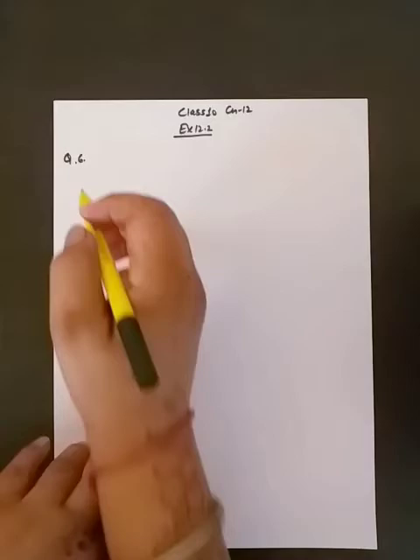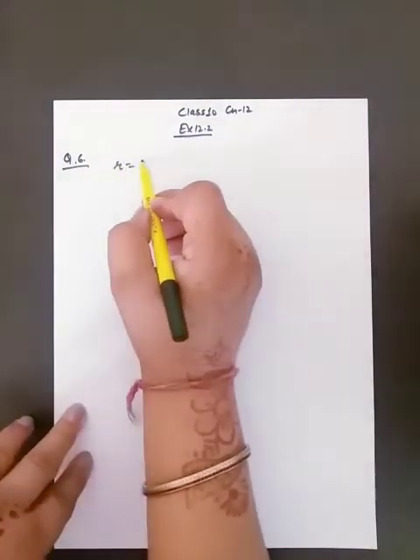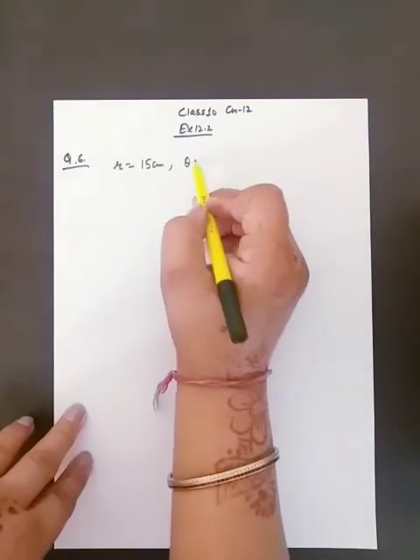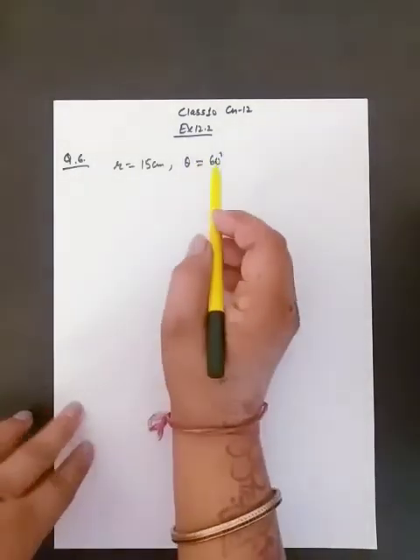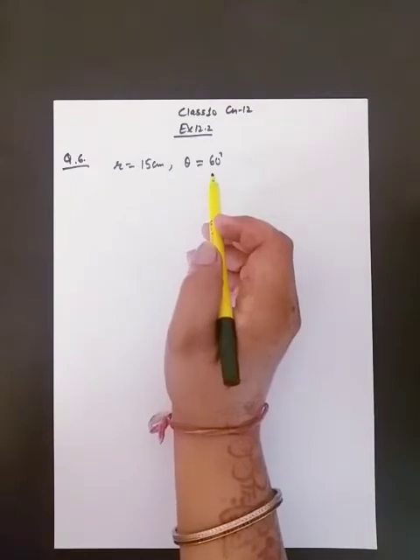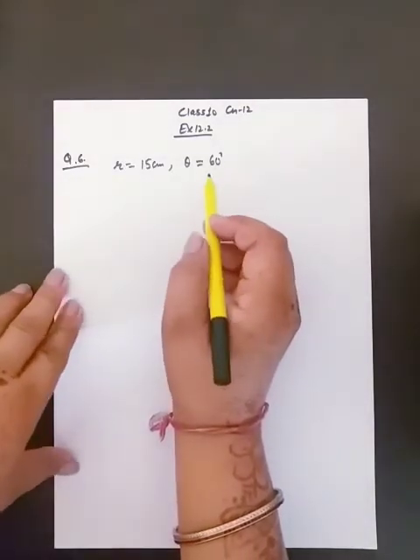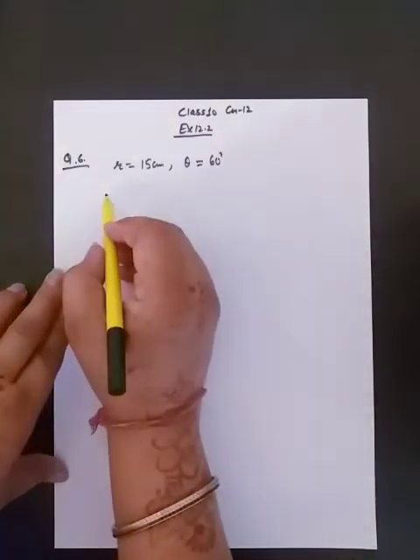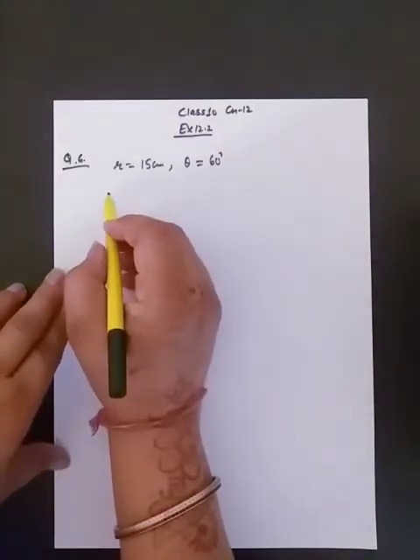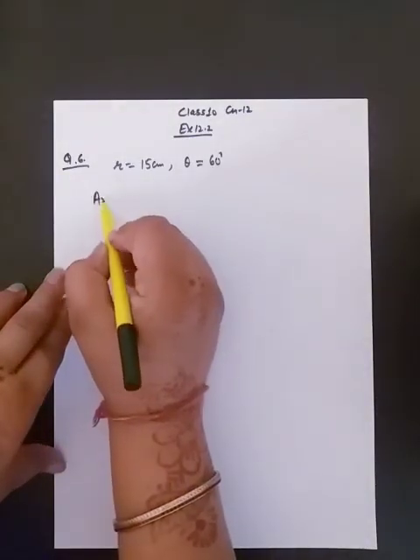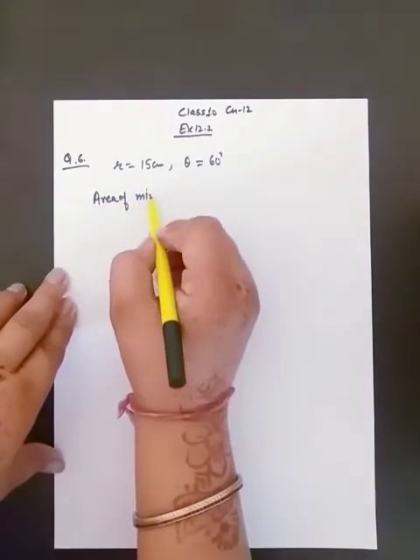Question number 6. A chord of a circle of radius 15 centimeter subtends an angle of 60 degree at the center. Find the areas of the corresponding minor and major segments of the circle. So radius is 15 centimeter and central angle theta is 60 degree. So 60 degree will be used for minor segment and for major segment we will find the angle. Now area of minor segment.